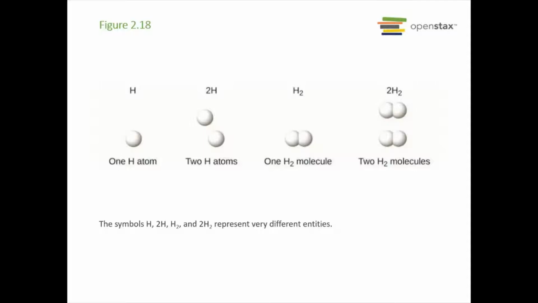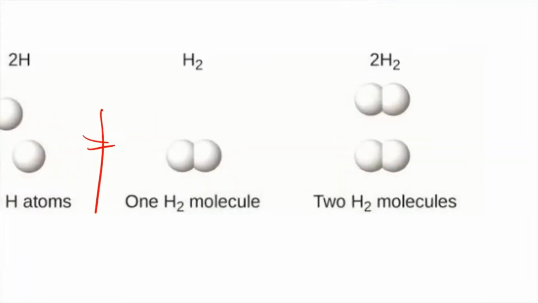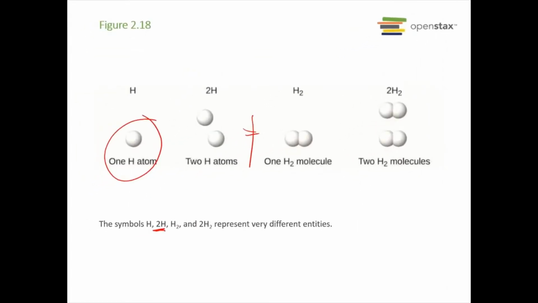So saying things like H or 2H or H2 or 2H2, these are all very different entities. H is just a hydrogen atom. If you put a 2 in front of the H, that is not the same as H2. These are not equal. 2H just means 2 separate hydrogen atoms, whereas H2, that subscript implies that they are bonded together in one molecule.